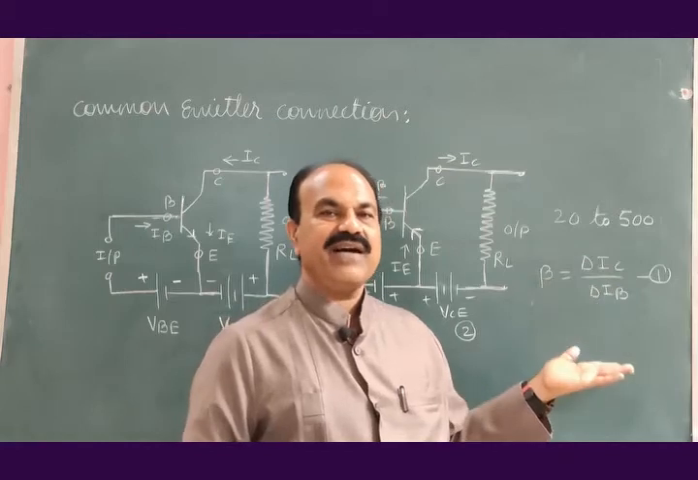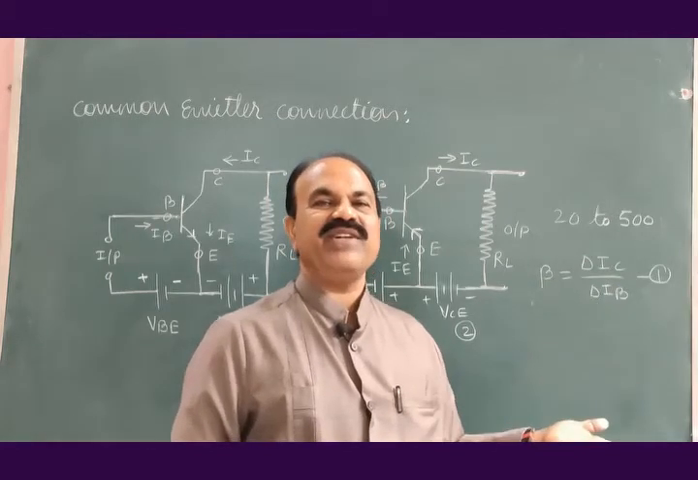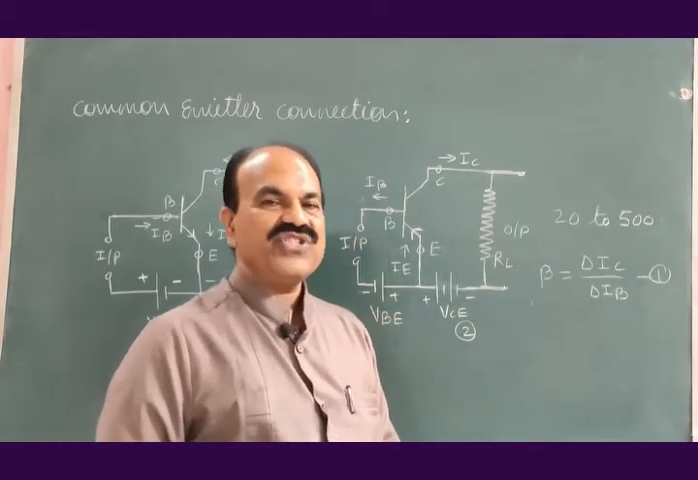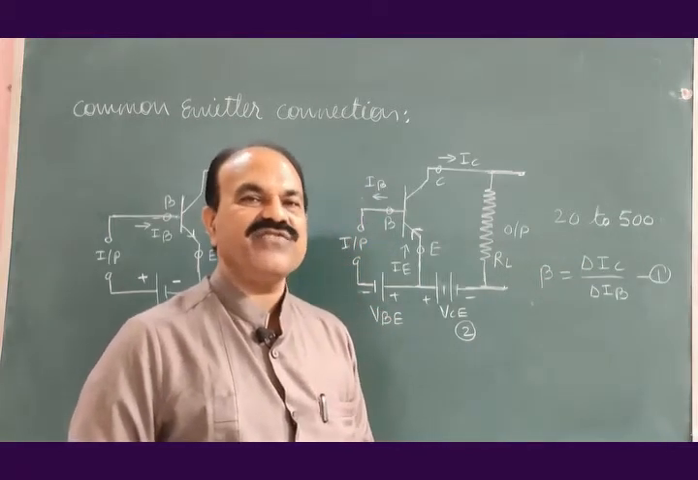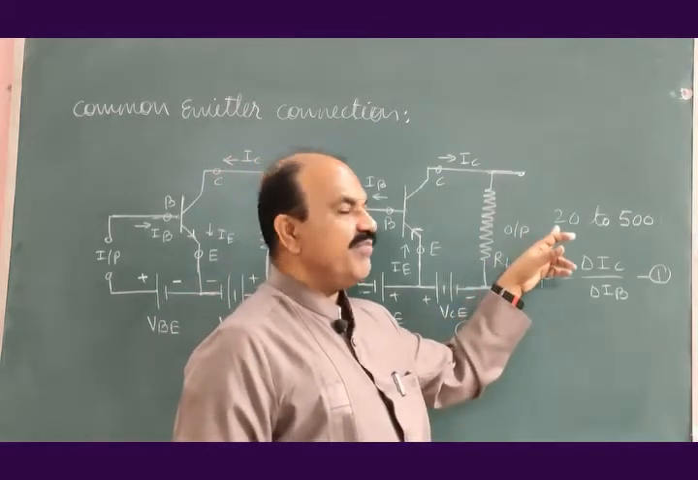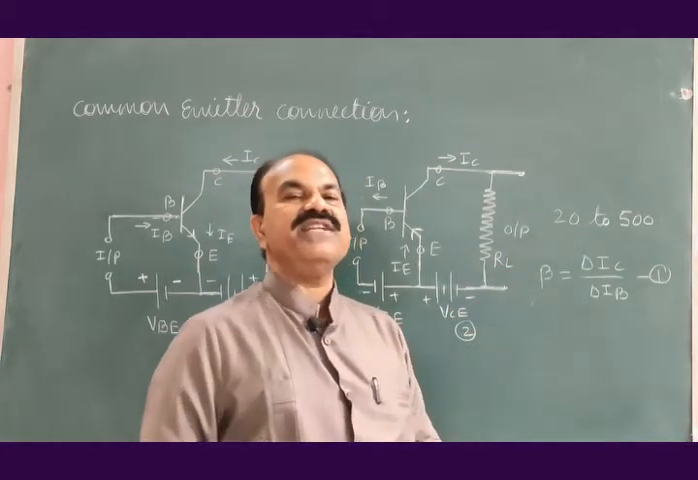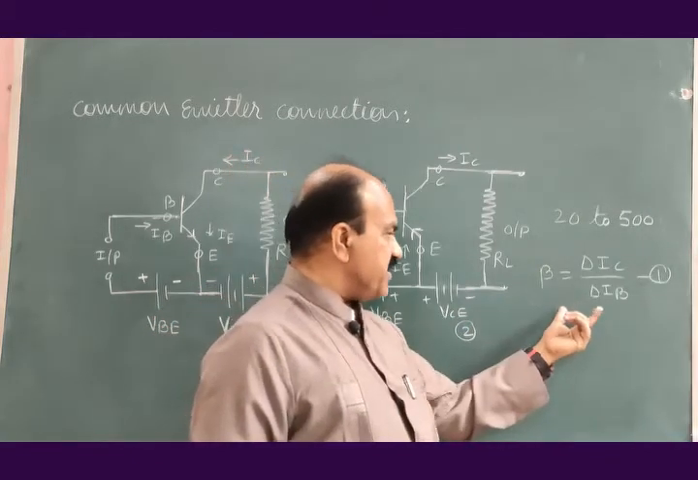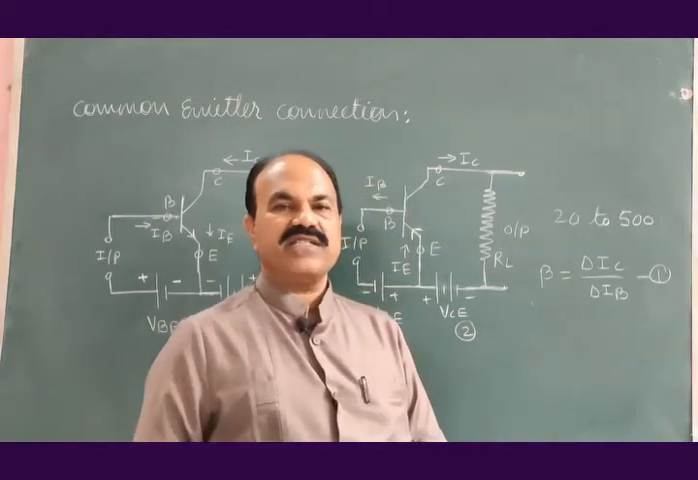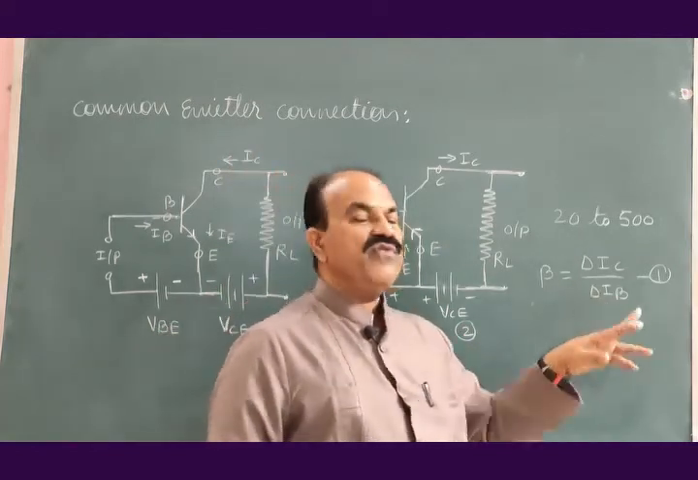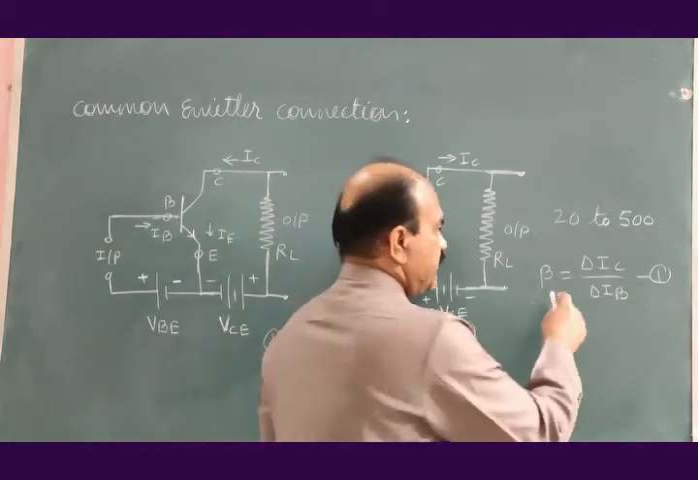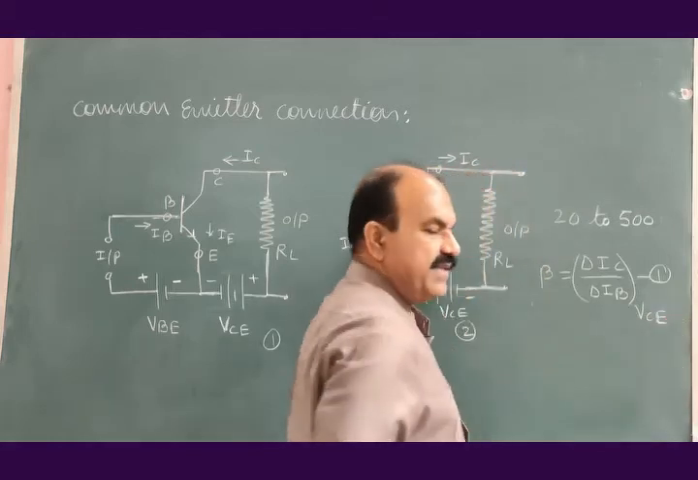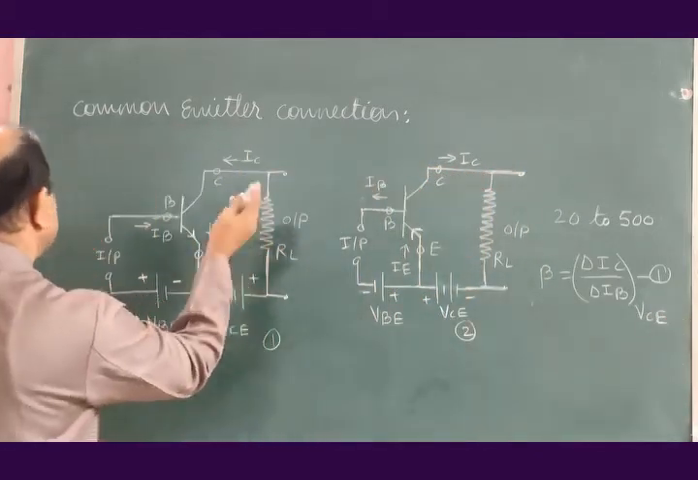So current gain beta of a transistor in common emitter connection is the ratio of change in collector current to change in base current, and it is very large. It may lie between the range 20 to 500. In this case, VCE will be held constant. When we find the current gain beta, VCE will be held constant. This equation is actually written this way, with VCE held constant. The same thing applies for alpha.